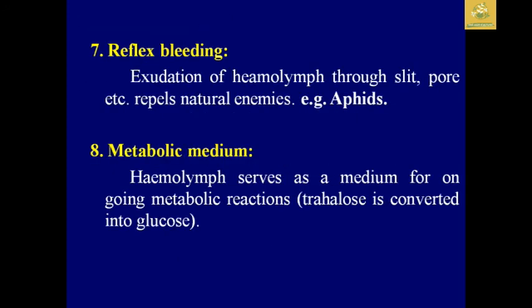So in the exudation of hemolymph through a slit or pore, they use it to repel natural enemies, for example in aphids, and they also use it as a metabolic medium. So the hemolymph serves as a medium for ongoing metabolic reactions. For example, trehalose is converted into glucose in the presence of hemolymph.